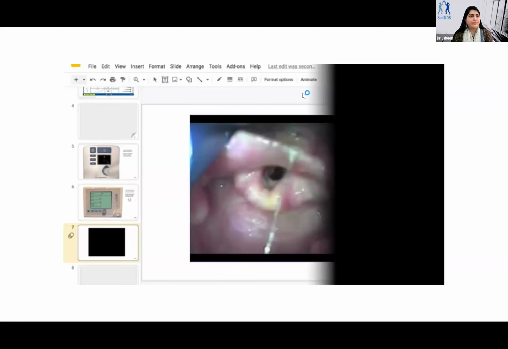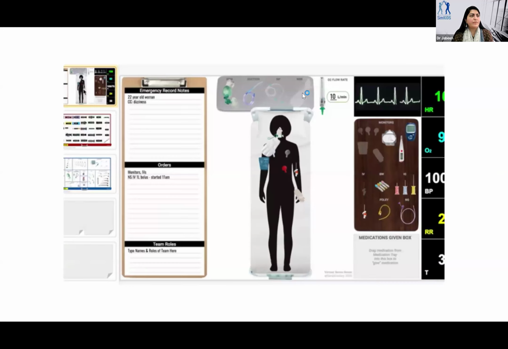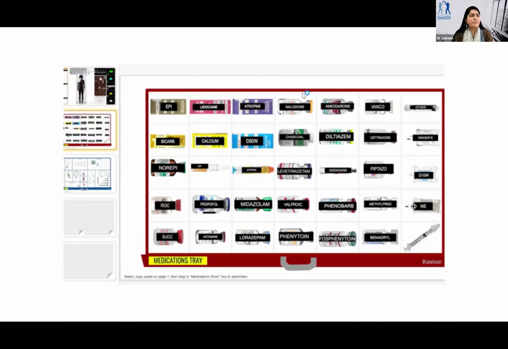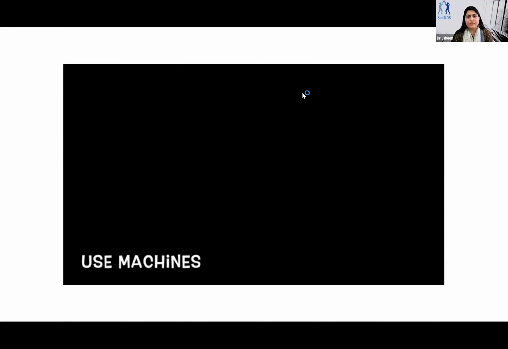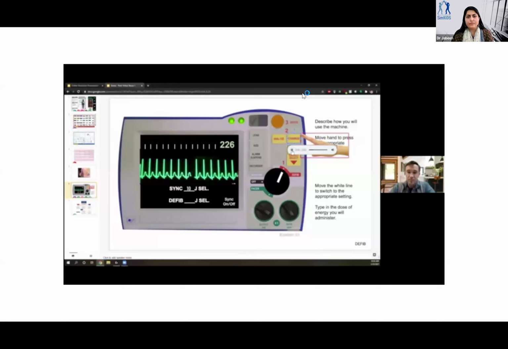Give medications. Go to slide 2, your medication tray. Copy the med you'd like, then paste it in place on slide 1. Drag it into the medications given box to show it's in the patient. Use machines. You can cardiovert your patient. So oxygen, I'm going to take it off. Excellent. So are we all clear? Clear. Clear. I'm clear, you're clear, the oxygen is clear?